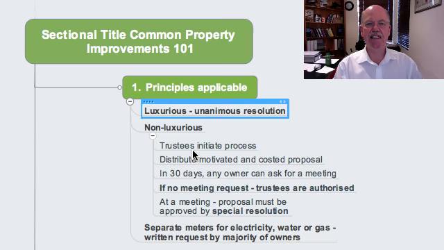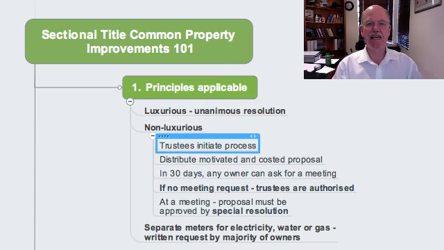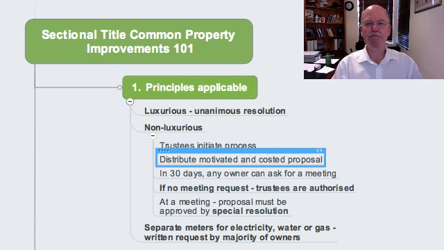The second is a non-luxurious improvement. That's slightly more complicated. Here the trustees initiate the process, they distribute and motivate a costed proposal. Within a period of 30 days, any owner can ask for a meeting. But if no owner does ask for a meeting, then the trustees are authorized and they can proceed. If a meeting is called, then the proposal must be approved by a special resolution of owners.